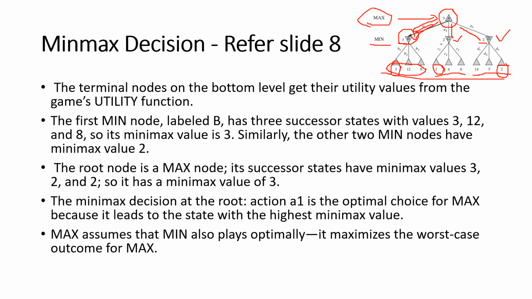Max is actually not trying to get the best possible outcome. It is trying to avoid the worst case. That means min will always respond in the most harmful way. So max chooses the move that gives the best worst-case outcome. We can say that min-max maximizes the minimum payoff that max can guarantee. So this is the way the min-max algorithm will work.